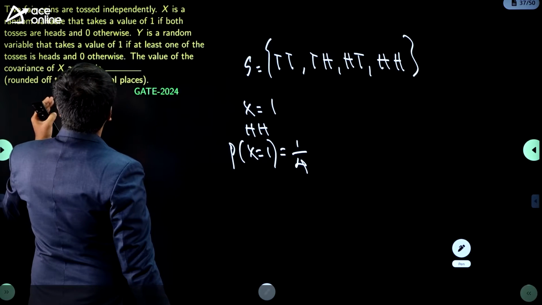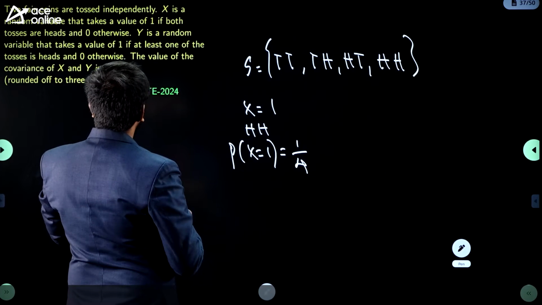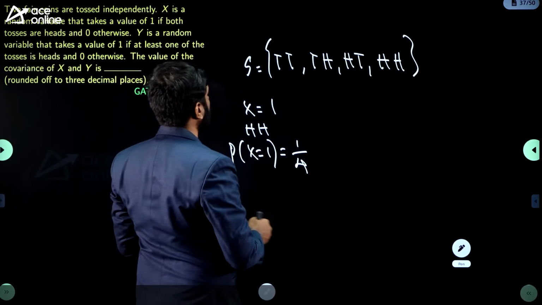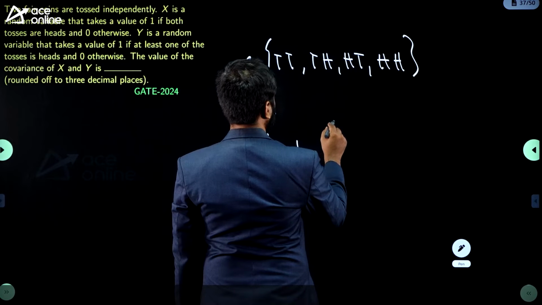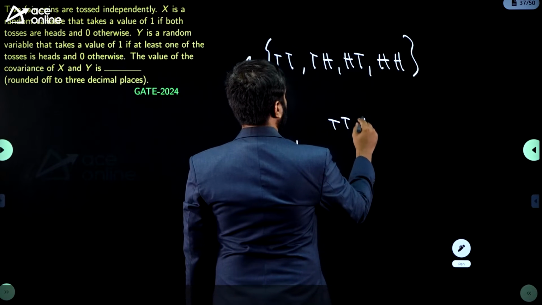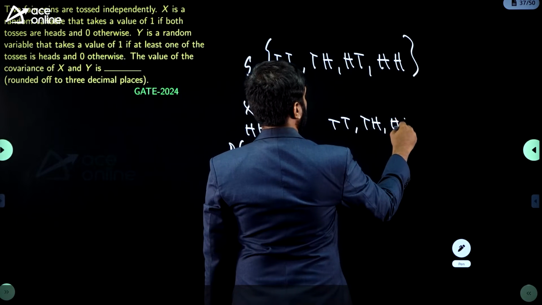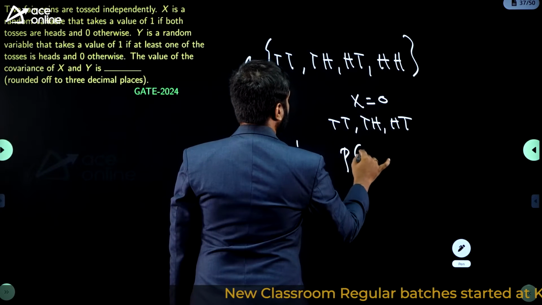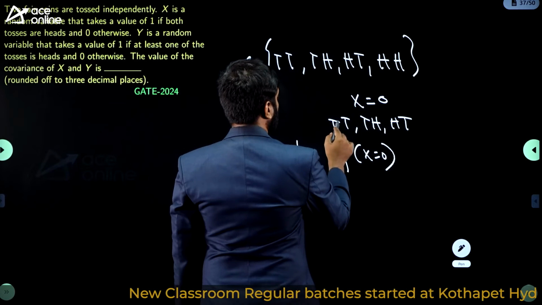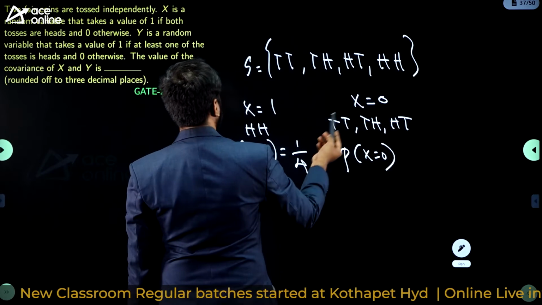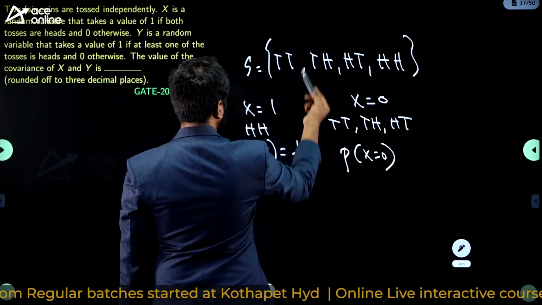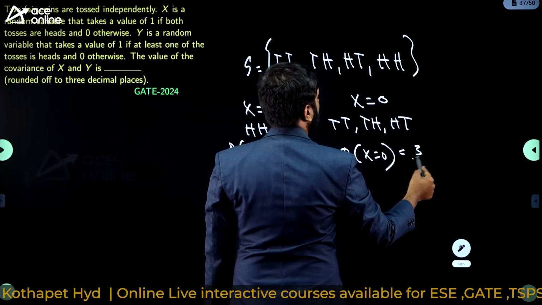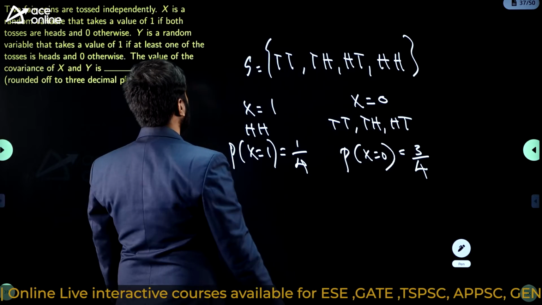Next, x is a random variable that takes a value of 1 if both are heads, that's fine, and 0 otherwise. So what are the other points, students? The other points are tail tail, tail head, head tail. In this case, x takes 0, and what is the probability of this? The probability of x equal to 0. How many points are there? There are 3. So you can also say head head is only 1 point among 4, so it's 1 by 4, and the remaining 3 are here, so the probability of this is 3 by 4. Okay, so this is about x.